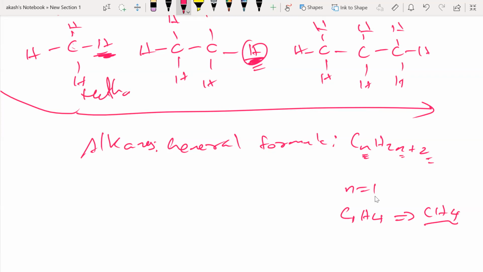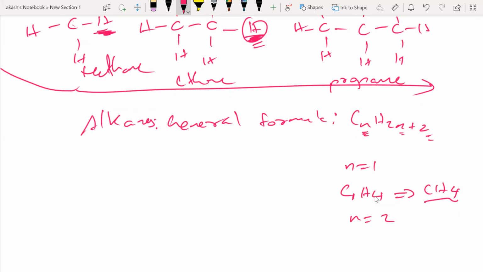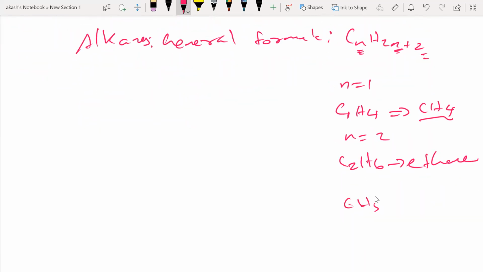This is methane, this is ethane, this is propane. Next will be butane, pentane, hexane, like that. It can keep on going. Now when I put n equal to 2, you'll get C2, and 2 into 2 is 4, 4 plus 2 is 6. C2H6 is nothing but ethane. How will you write this? CH3-CH3, that is your ethane. Like that, from the general formula, if we keep on increasing the n value, what you will get is the homologous series.